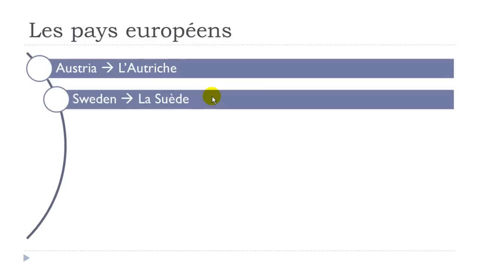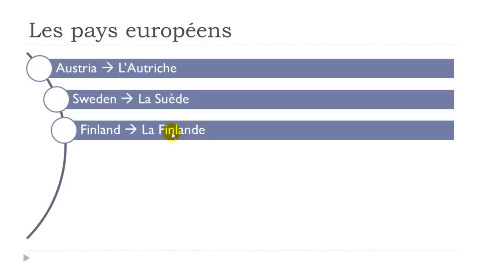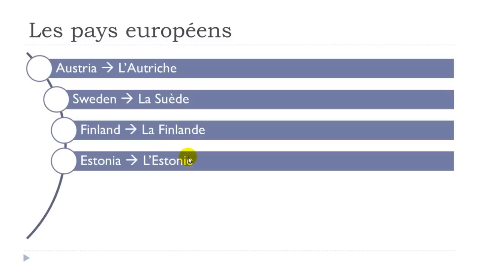La Finlande. I-N here, nasal, un, A-N, nasal, en, and then D, final E, not pronounced. La Finlande, okay? L'Estonie, final E, not pronounced. L'Estonie.